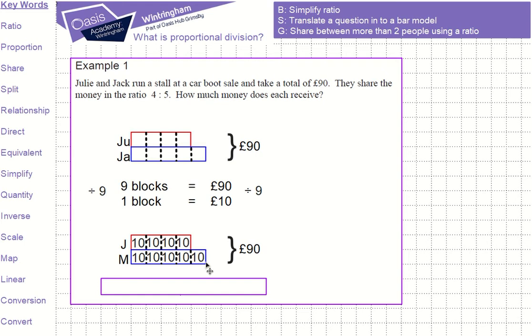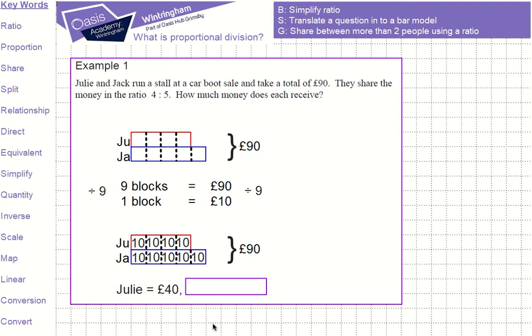Now that I've done that, come back to the question, how much money does each receive? All I need to do now is look at Julie and see how much money she received and count inside each block. So I've got 10, 20, 30, 40. So Julie gets £40.